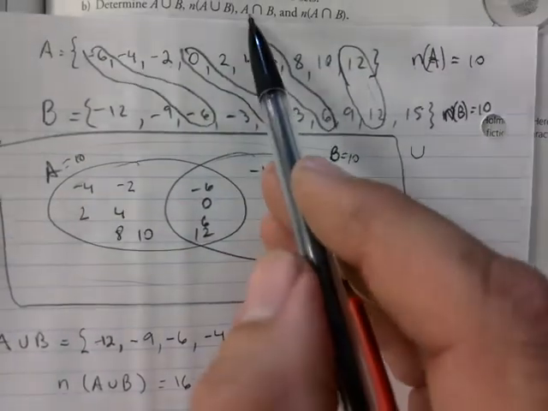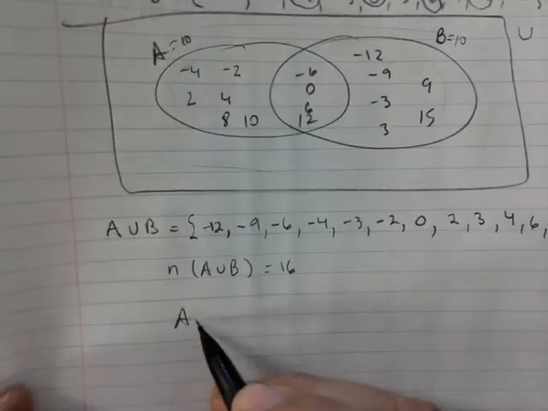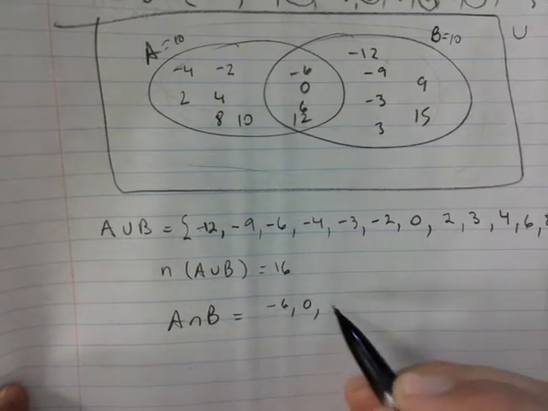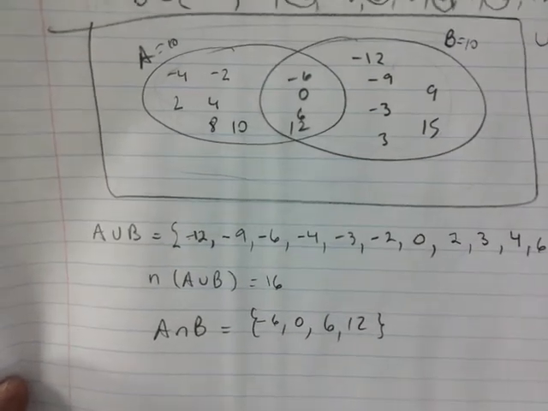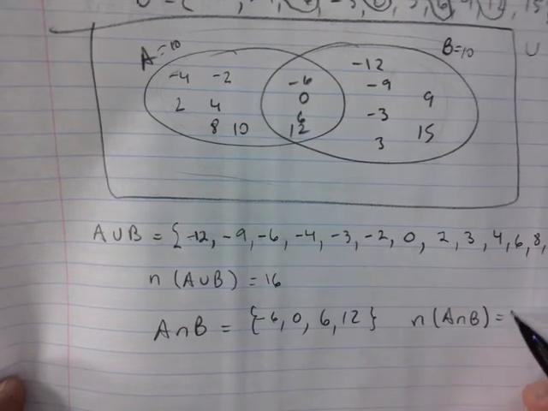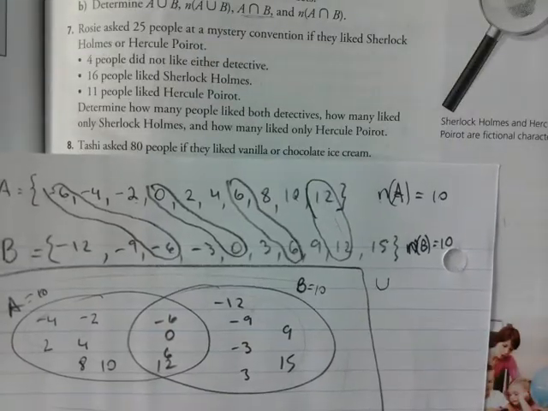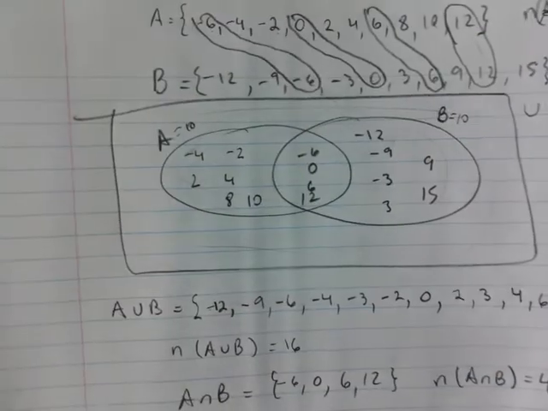Okay. The next is asking for the intersection. That one is easy peasy, right? The intersection of A and B is just, in order, negative 6, 0, 6, 12. And we're done. Okay. And the number of elements in there would be 4. We've got that. We're done. That question is answered. Good, Gabriel? And I'm sure there were others in here that learned from it, so thanks for asking.